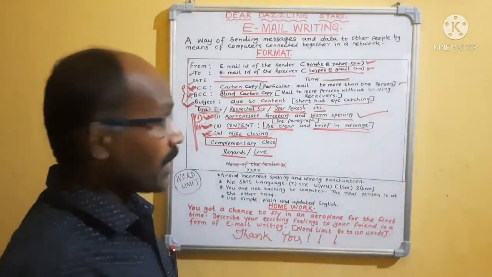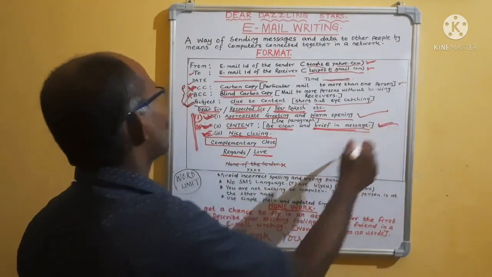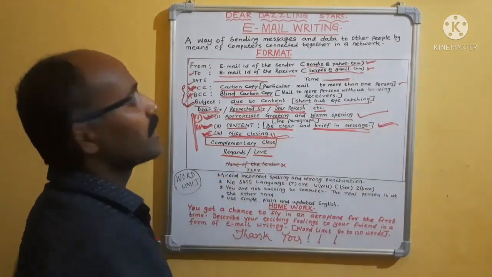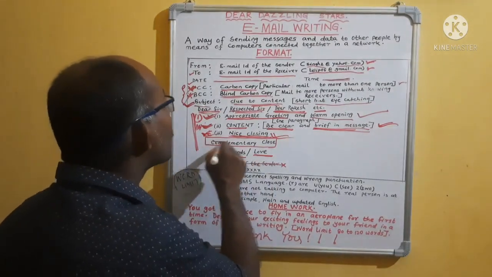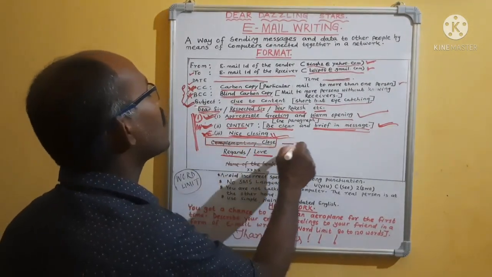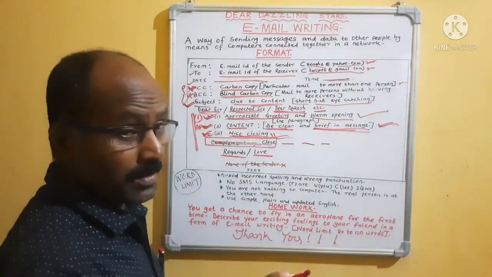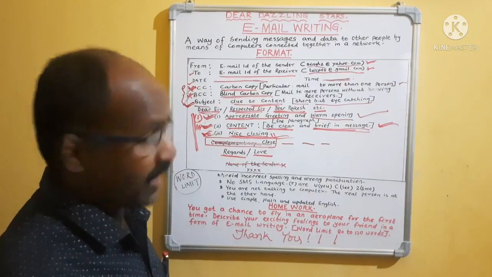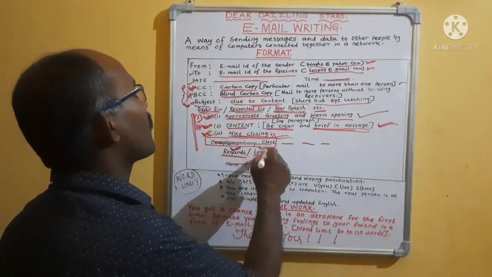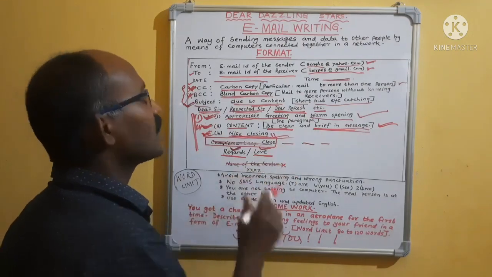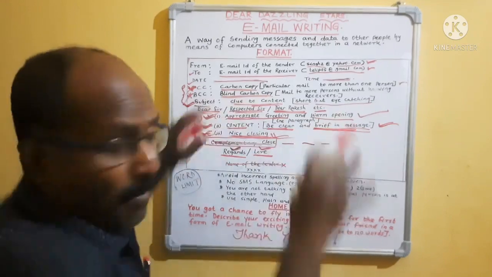Then the content: be clear and brief in your content or message. Okay. Then close it nicely. That is known as a nice closing. Then the complimentary close. Here you will write one line only: Thank you. Nice to hear your good response, like that. Then "Regards" for official purposes, or in an informal way, "Love". After that your signature. Then you keep it in a box. But it is the format.